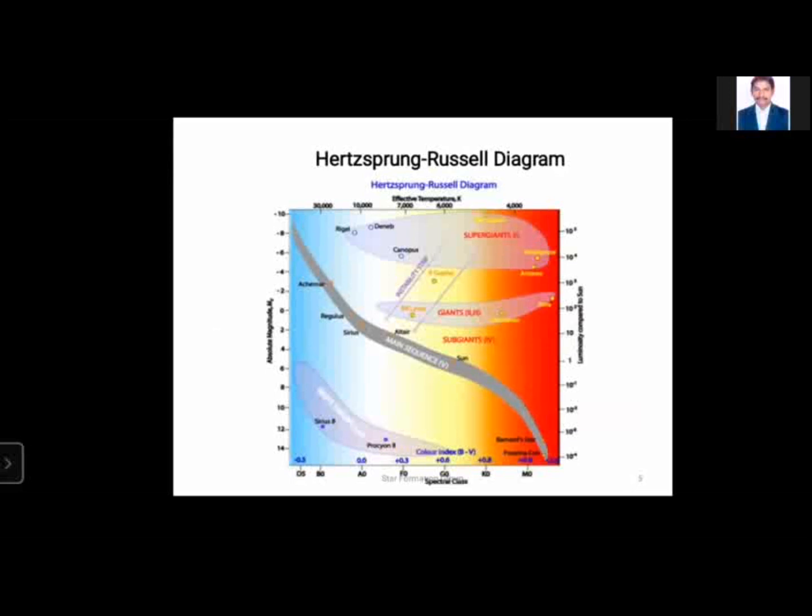The main sequence stretches from upper left to bottom right, that is, hot luminous stars to cool fainter stars. The red giants and supergiants occupy the region above the main sequence. The white dwarf stars are the final evolutionary stage of low to intermediate mass stars and are found in the bottom left.